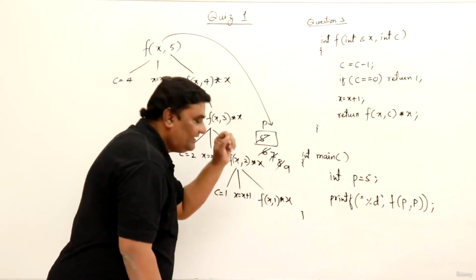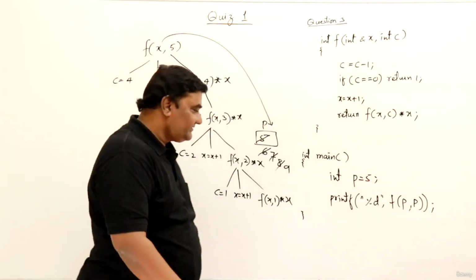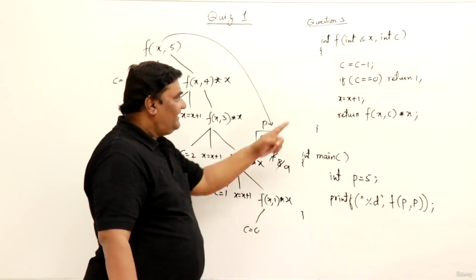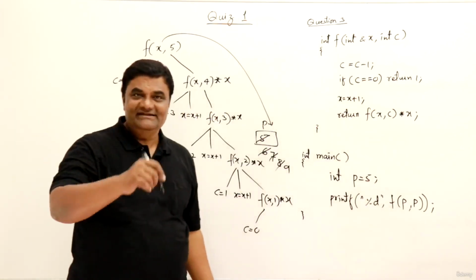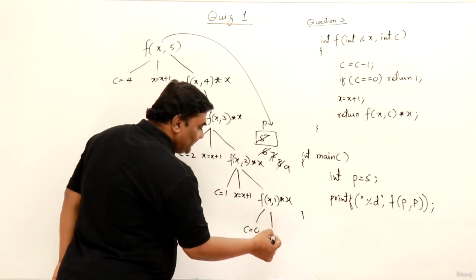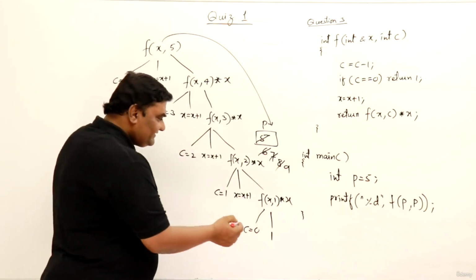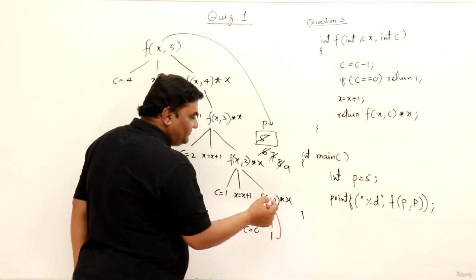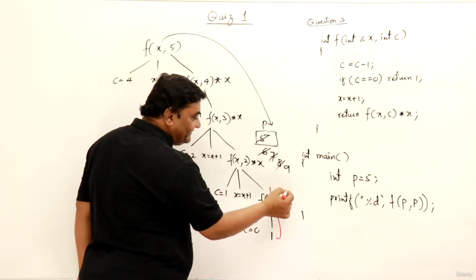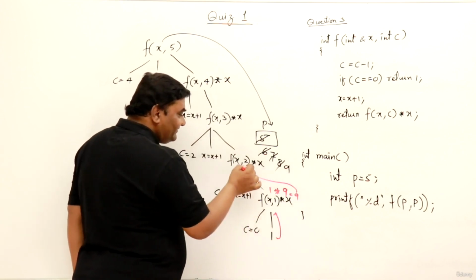Then this one, x comma 1. c assign c minus 1. So c becomes how much? 0. Is the c equal to 0? Yes, c became 0. Return 1. So this function returns 1. So now from here it will return back. So this returns means the same function value becomes 1. 1 into x. What is x now? 9. This is 9. This 9 is returned, so this is the result.